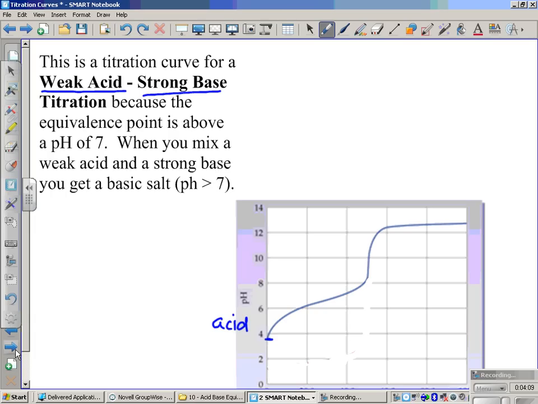That is logical that the pH would be higher. And it finishes as a strong base. So you can see up here that we are up at a very strong pH in terms of bases, a very high pH in terms of it being basic.